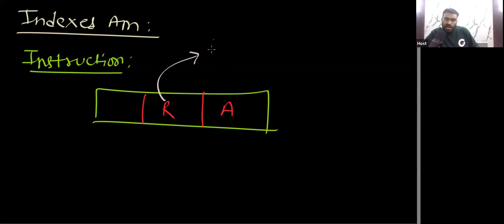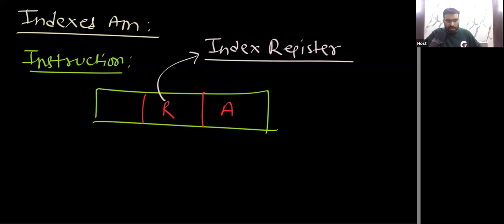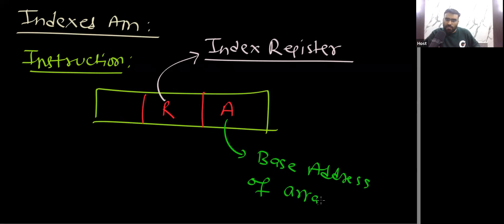This R will be the index register. And what is this A? Let me know what this A is. This is the base address of the array.